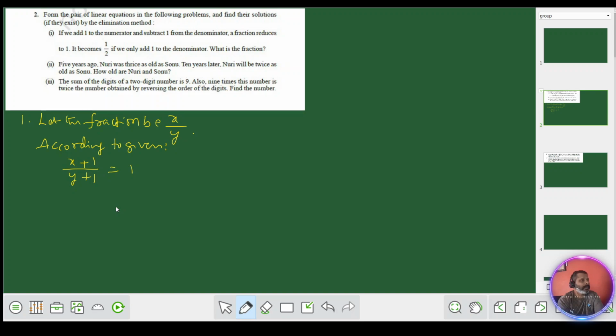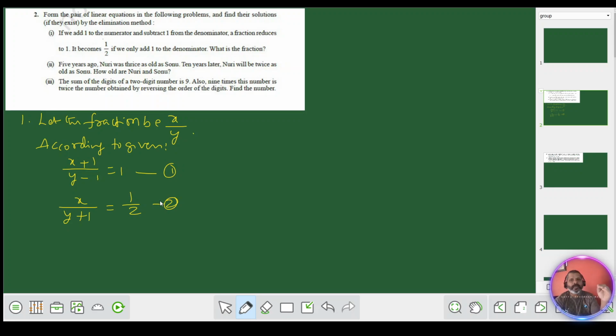Sorry, we have to subtract 1 from the denominator. I added 1 to the denominator. So please pay attention. These kinds of mistakes might happen, but try to avoid them and read the question properly. This is the first equation. The other part is it reduces to half if you add 1 to the denominator only. Means x by y plus 1 is equal to half. That is the second equation.